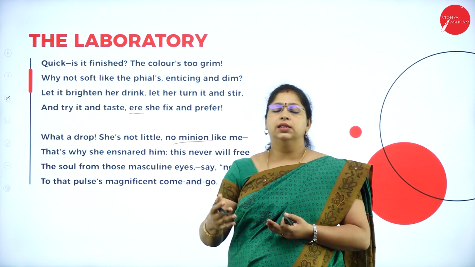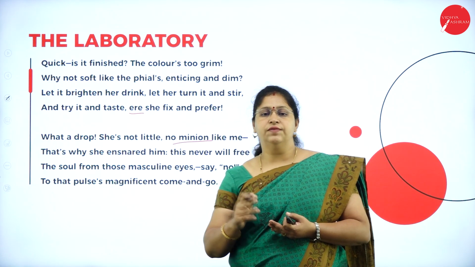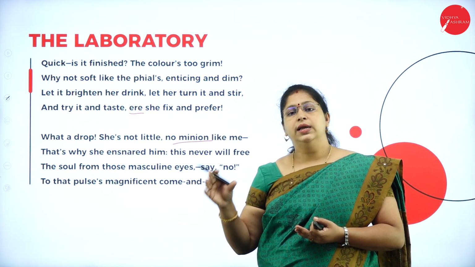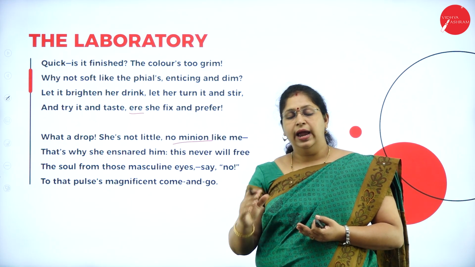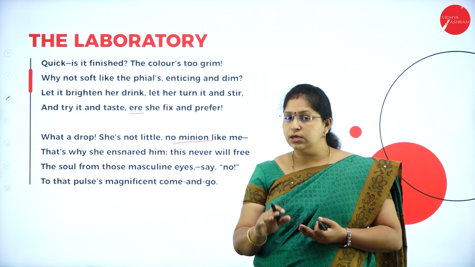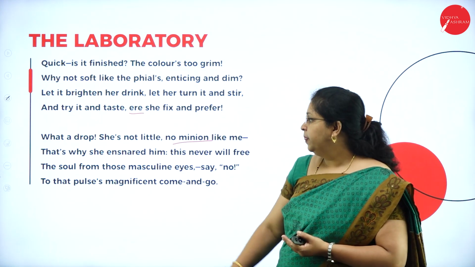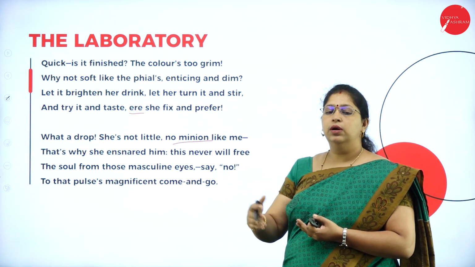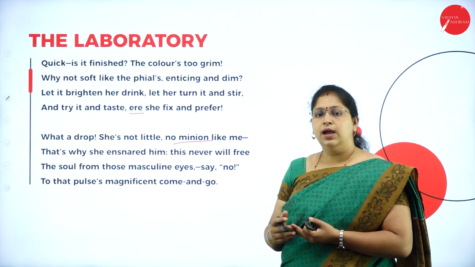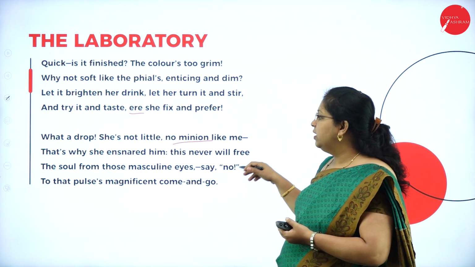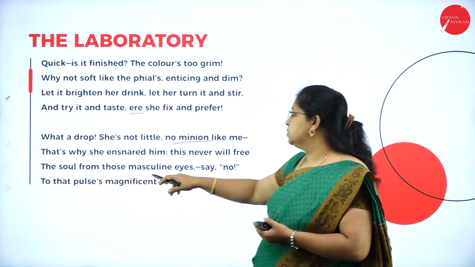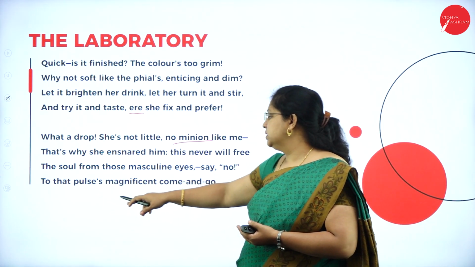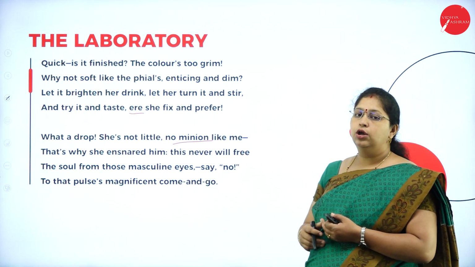So here the physique of both the women are compared. So this woman, the speaker, is minion, means she is short, and the other woman is not short. She has good build. That's why she ensnared him. Ensnared means who attracted or took away her lover. This never will free the soul from those masculine eyes. Say no to that pulse's magnificent come and go.